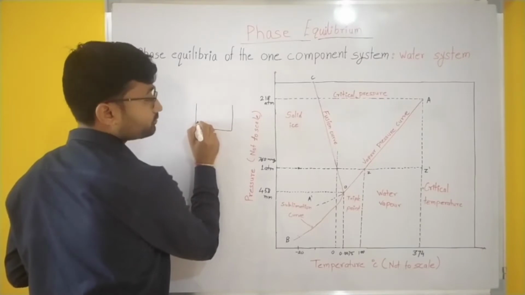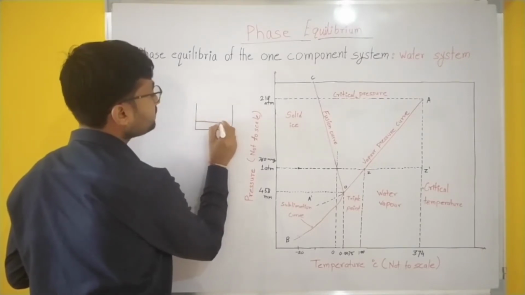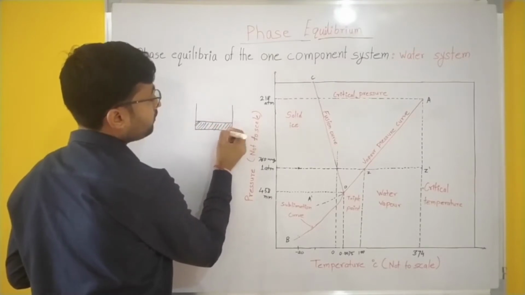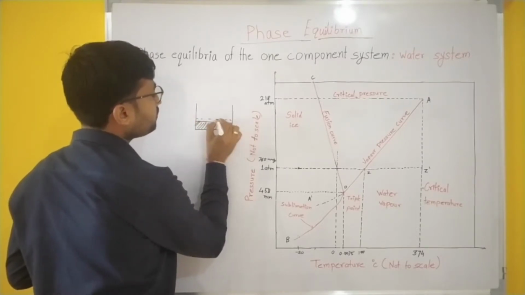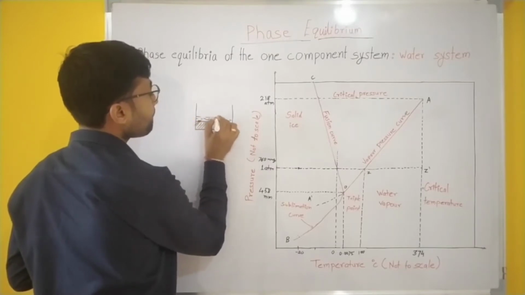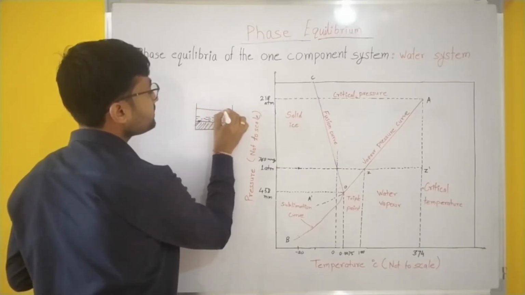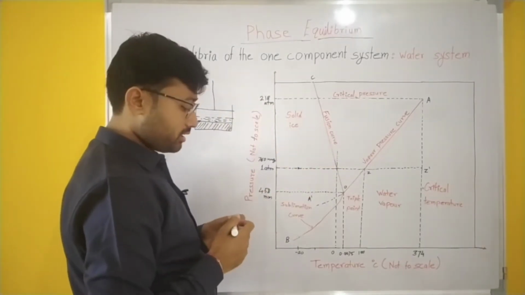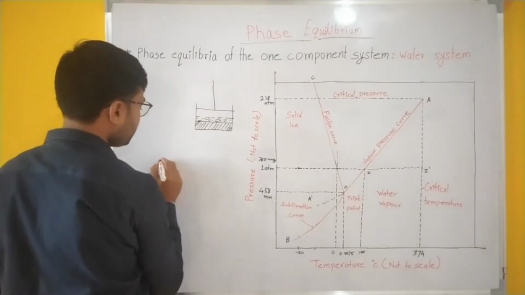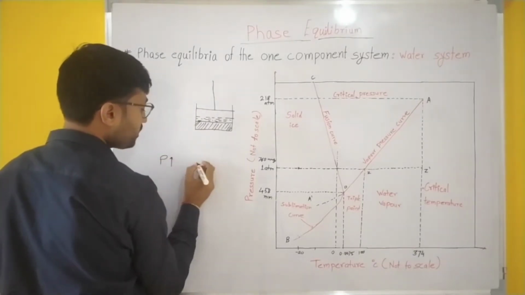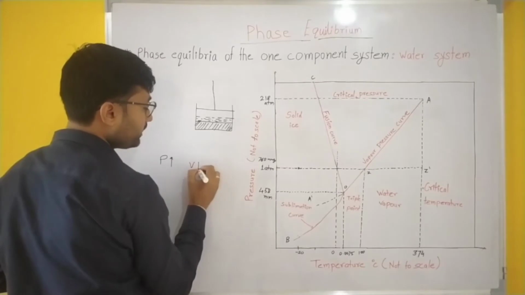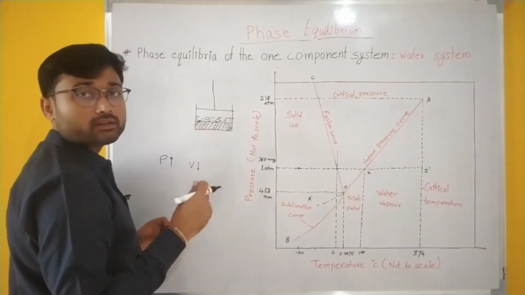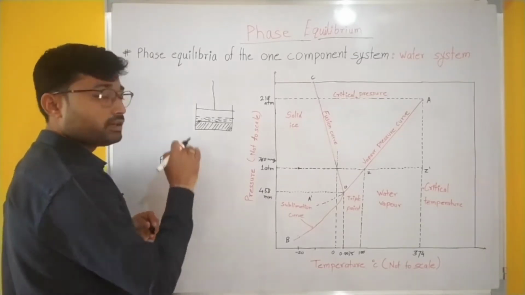So ice and liquid also they are available, and this is the piston. Now we are going to increase the pressure. Increasing pressure means what? Pressure is inversely proportional to volume, so increasing pressure means you are decreasing the volume. You are decreasing the volume because here your temperature is fixed.